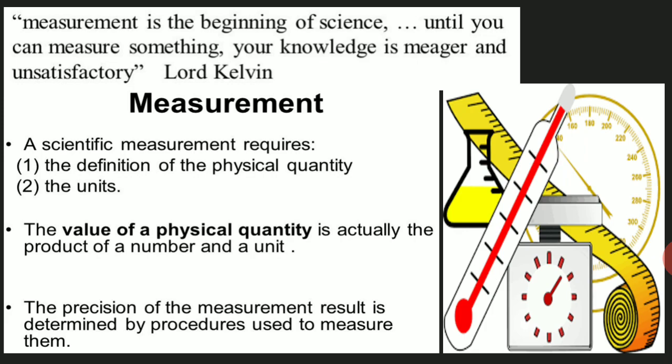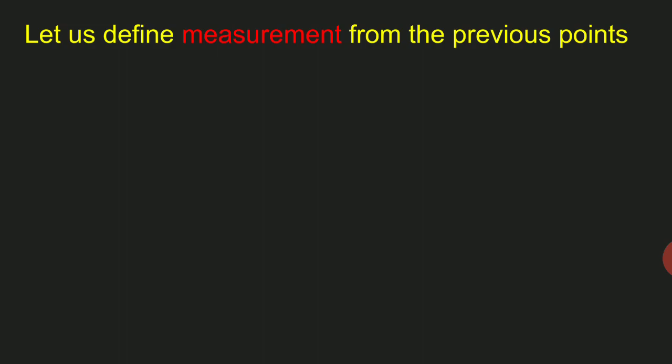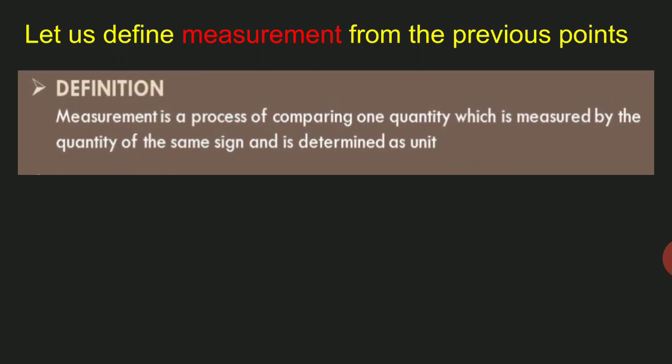Let us see what measurement means. For a scientific measurement, we need to have a physical quantity and we need to have units. The value of a physical quantity is actually the product of number and the unit. So let us try to define measurement from the previous points. Measurement is a process of comparing one quantity which is measured with a quantity of the same kind, which is determined as the unit.